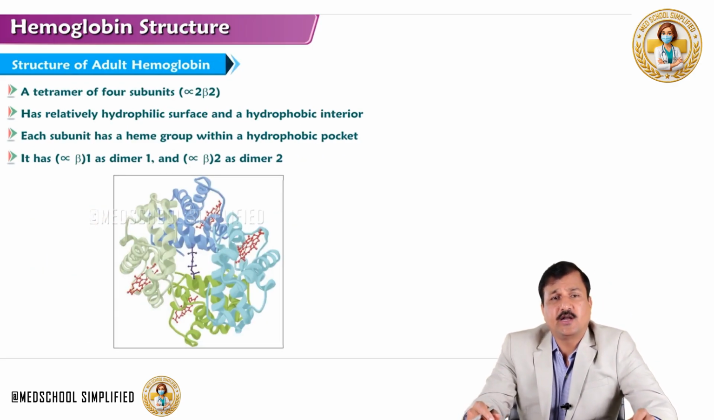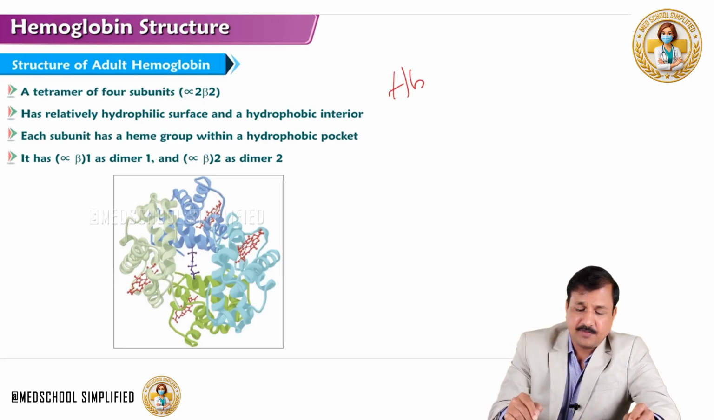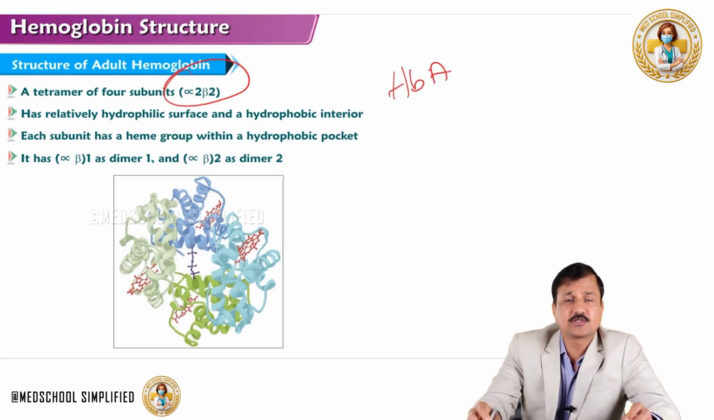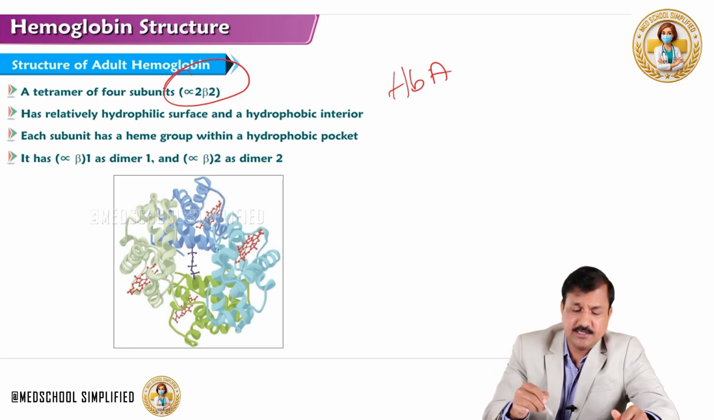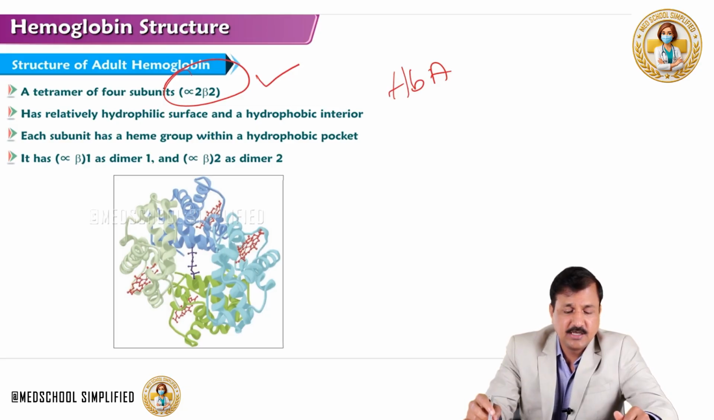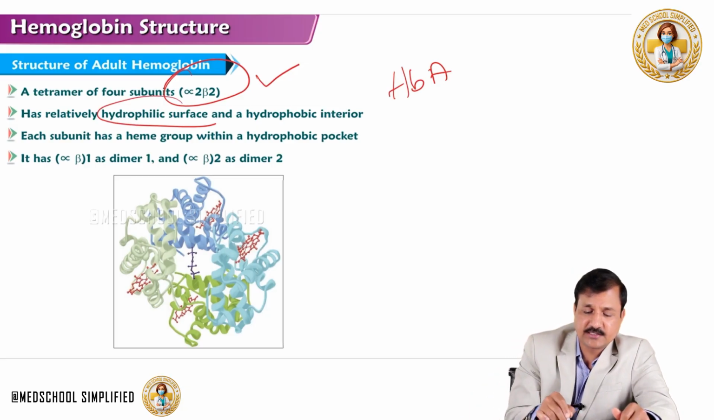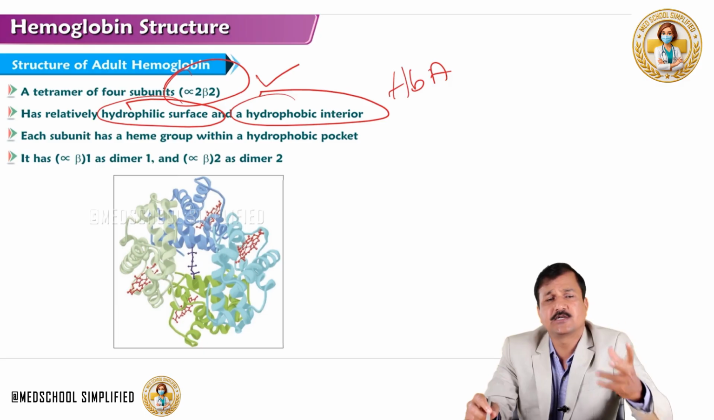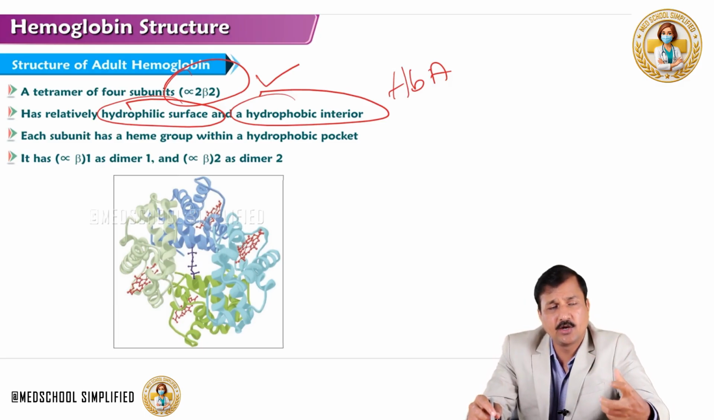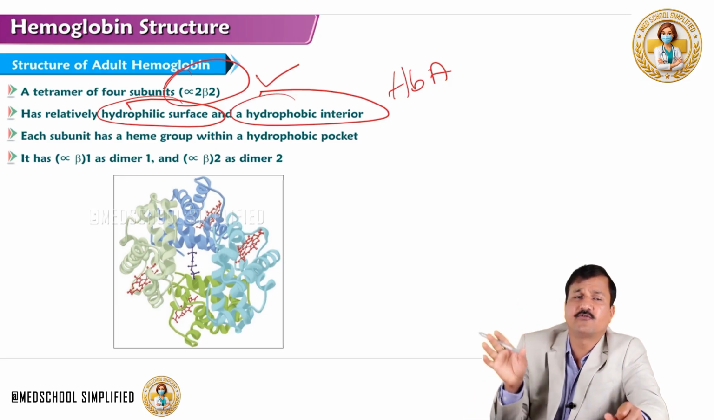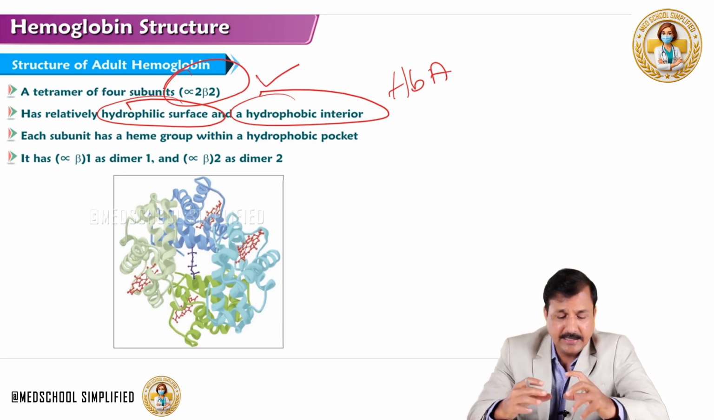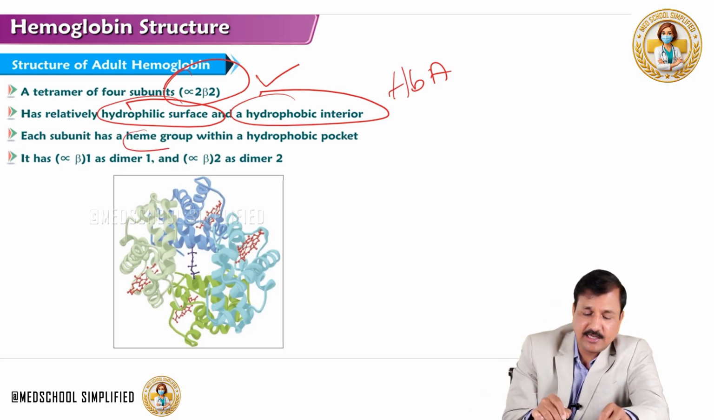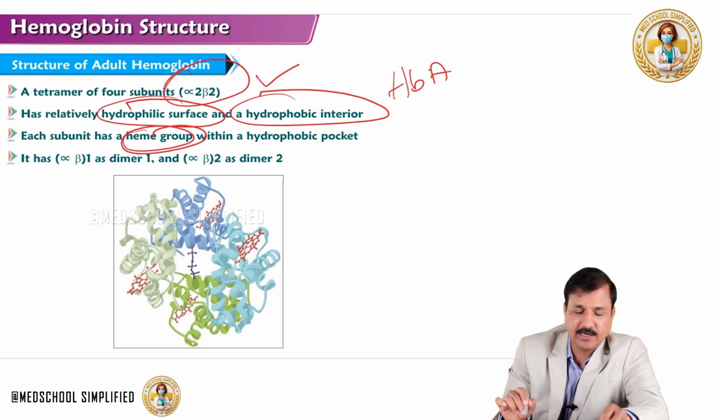Coming to the structure of adult hemoglobin, that is HbA. Adult hemoglobin has 4 subunits like HbF and minor adult hemoglobin. The subunit combination is alpha 2 beta 2, and it has a relatively hydrophilic surface and hydrophobic interior because it is globular in shape, and any globular protein has a hydrophilic surface outside and the hydrophobic amino acids buried inside.